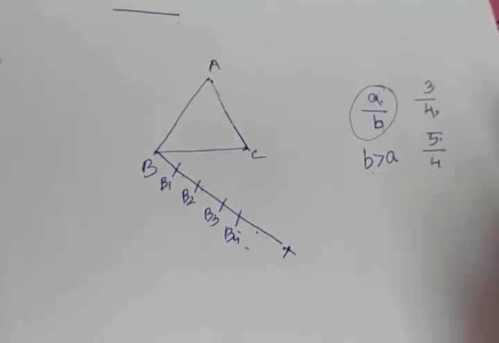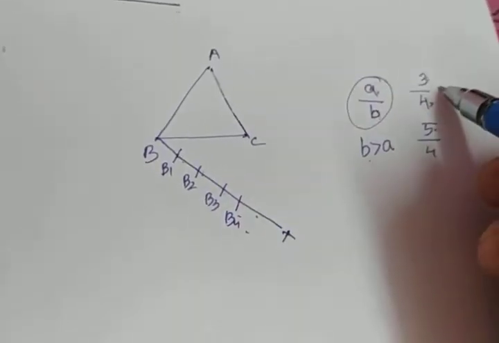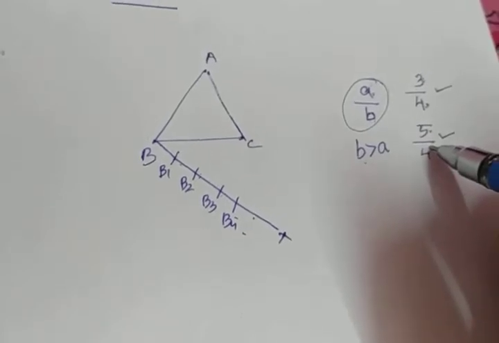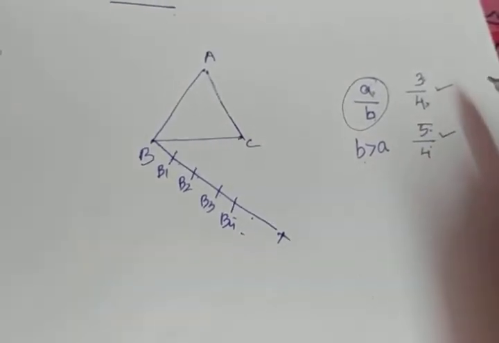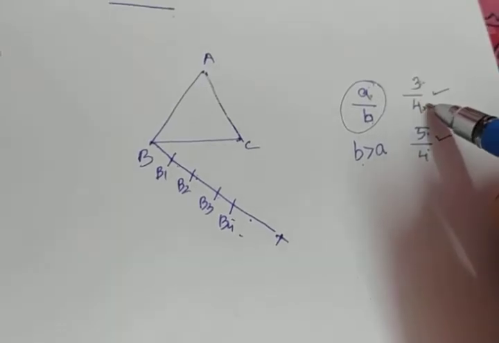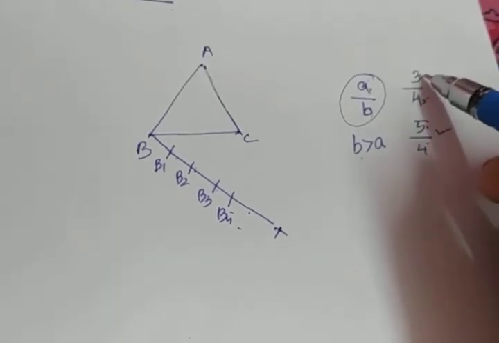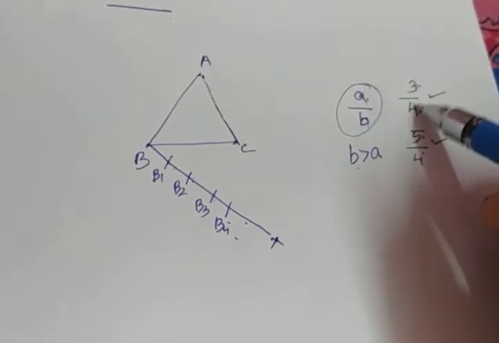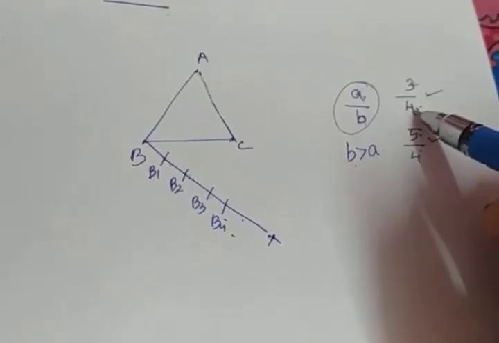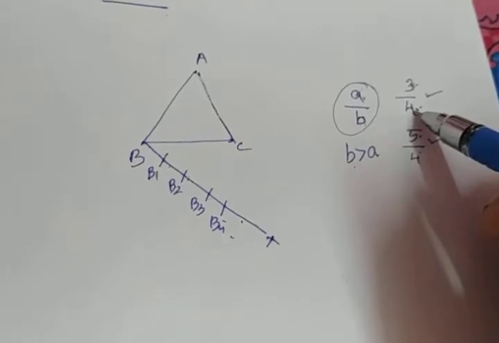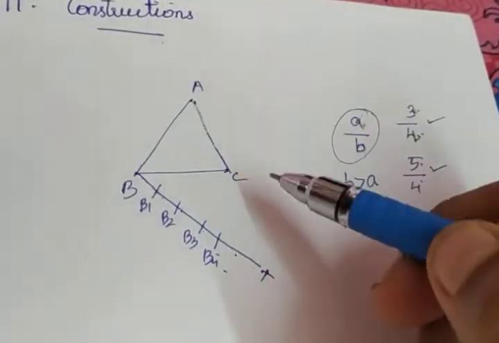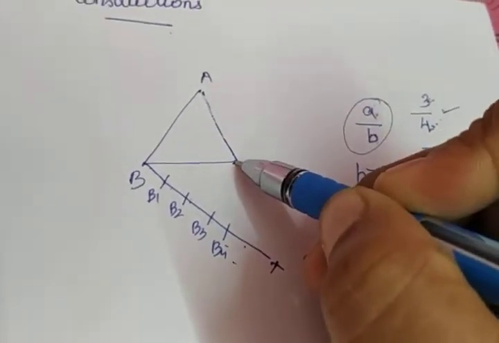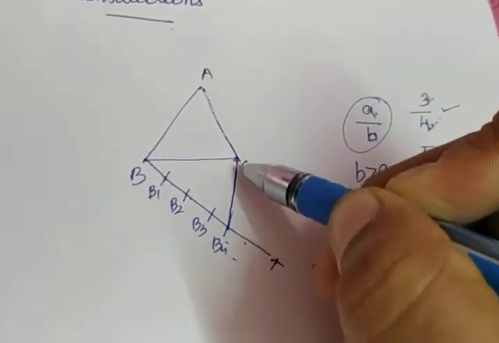The next step is, whether the scale factor is less than 1 or greater than 1, choose the smaller number of the given scale factor. That means choose the numerator and denominator as two different numbers. In the example, if I am taking 3 by 4, the numbers are 3 and 4. Of these two numbers, which is the smallest number? The smallest number is 3, isn't it? Then join this vertex with the fourth point. In this case, 3 by 4, I will be joining the fourth point with C.